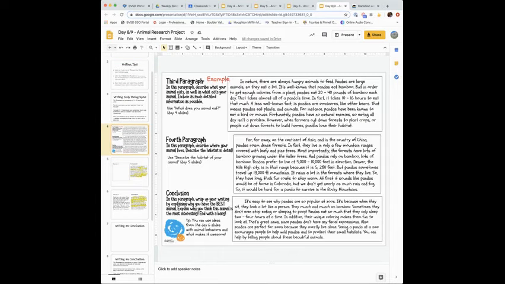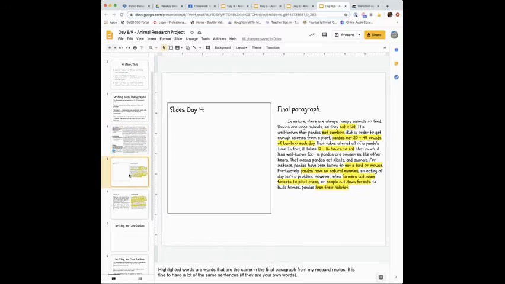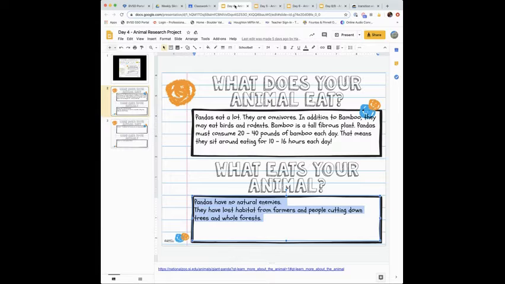In fact, friends, this page kind of is starting to look crowded now. And so what I've done is I have copied my third paragraph, what your animal eats and what eats your animal. I just took it and copied it, and I've put it right here on this slide. I want to do that so we can compare and contrast my final paragraph that I already wrote as an example with the notes that I took on the day 4 slides, because in fact, they're pretty similar. I can't wait for you to see that.